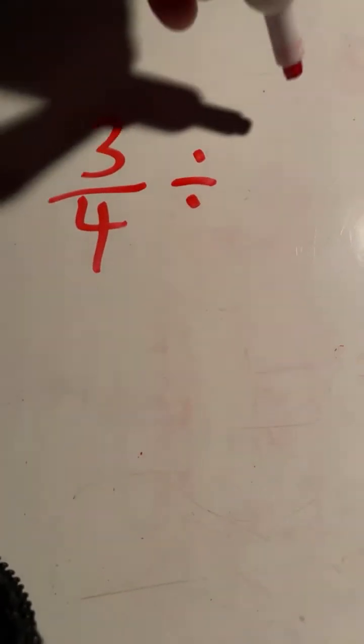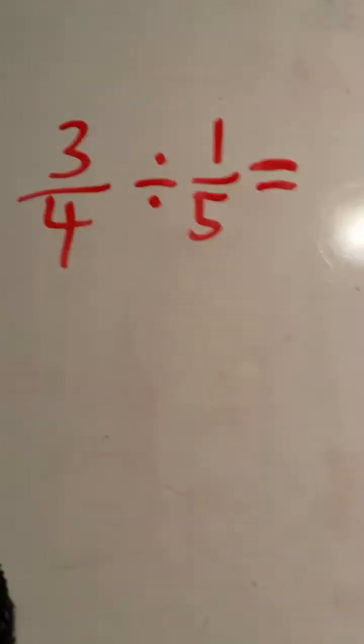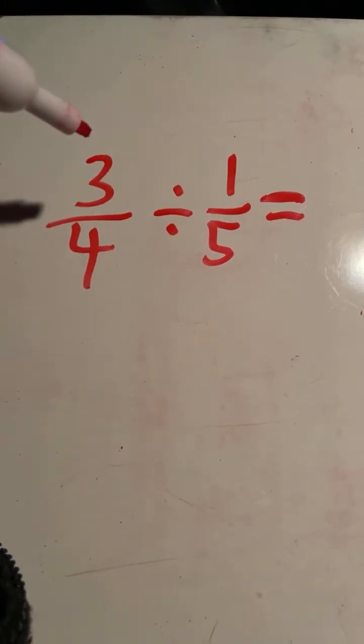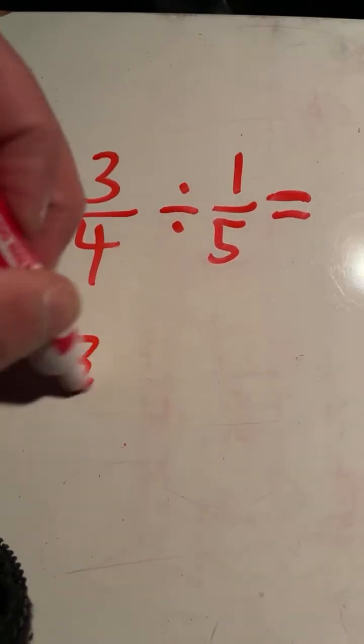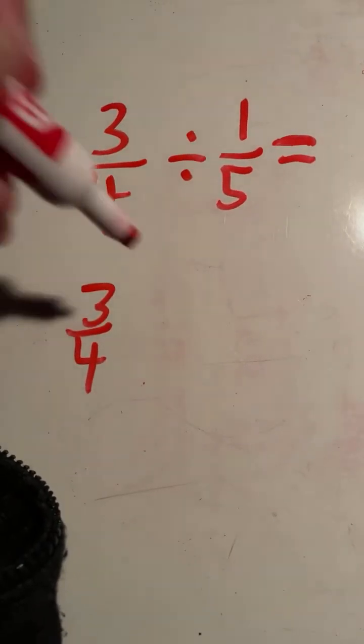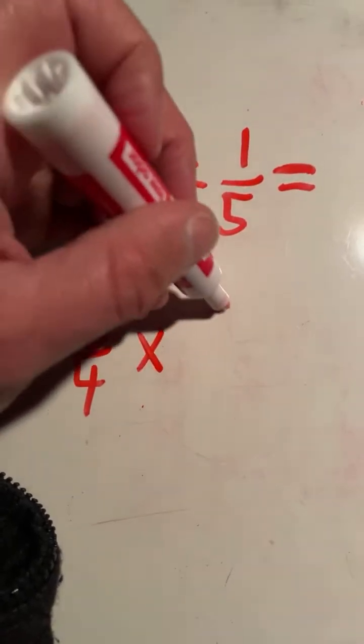3/4 divided by 1/5. Step 1, we keep. 3/4 stays the same. Step 2, we change. Step 3, we flip.